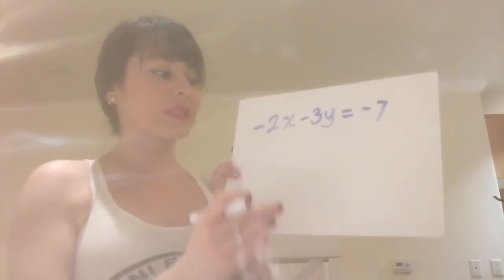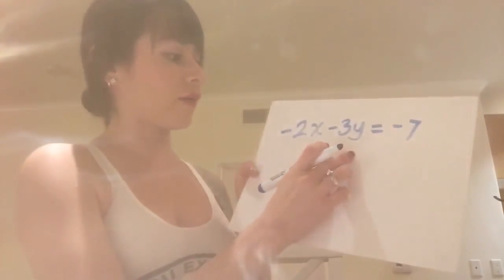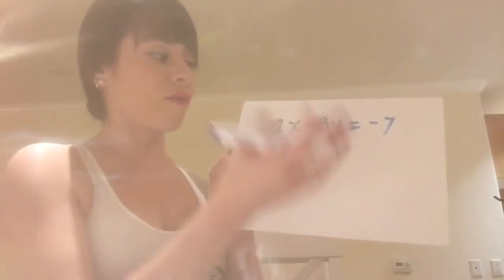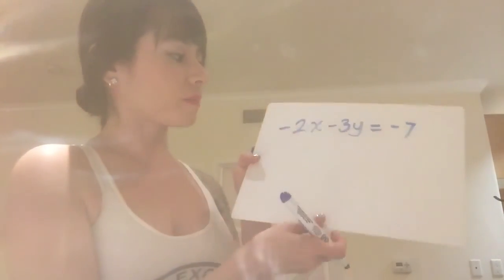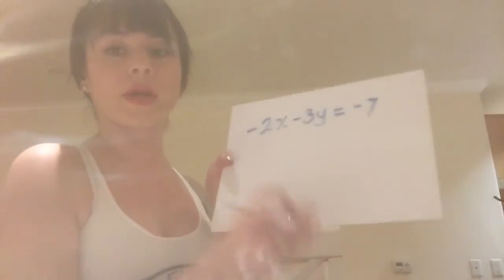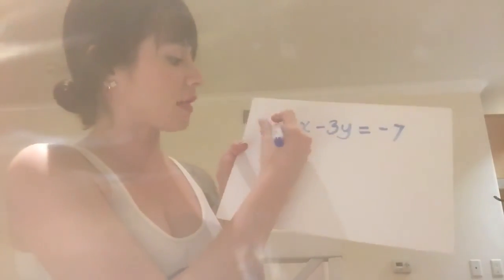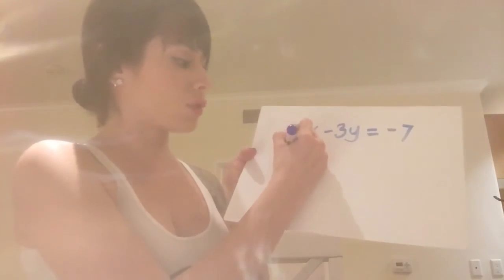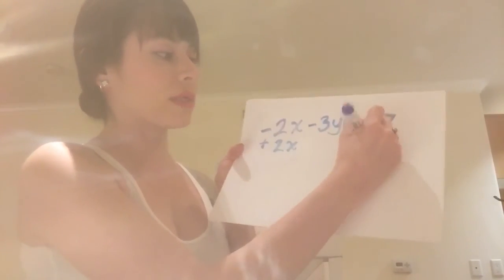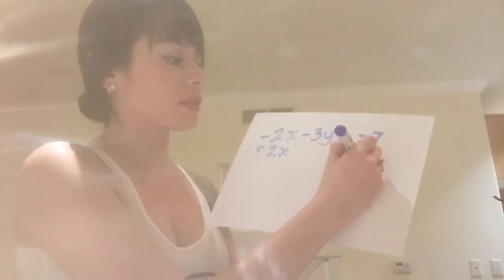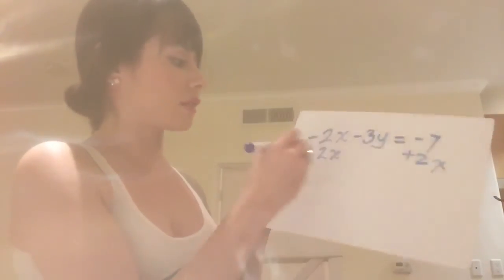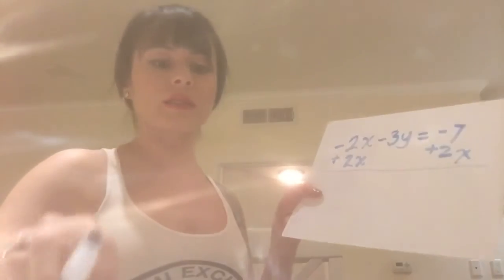So we have negative 2x minus 3y equals negative 7. The purpose is to isolate y, to get y by itself. So we need to do the inverse operation of all the other terms. The first term we're going to take over to the other side of the equal sign is the negative 2x. The inverse of that, the opposite, is to do plus 2x. When you do plus 2x to one side, you always have to do it to the other side to keep your equation balanced. So now we have plus 2x on both sides.